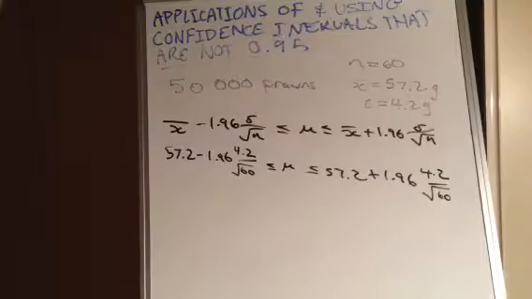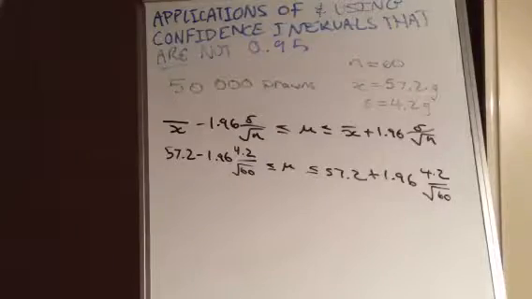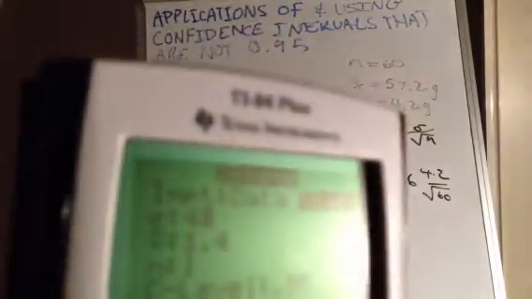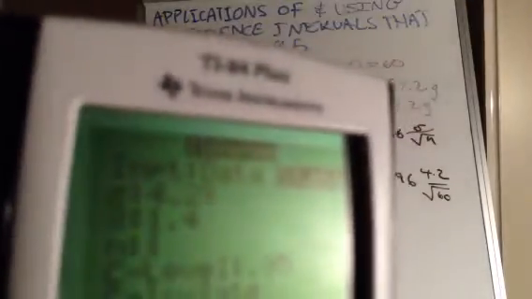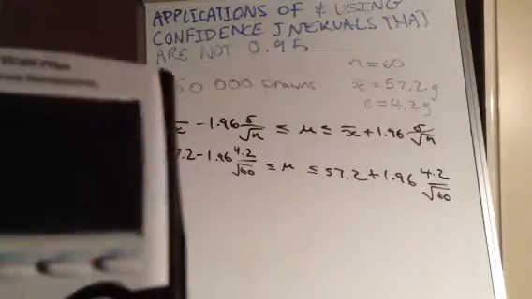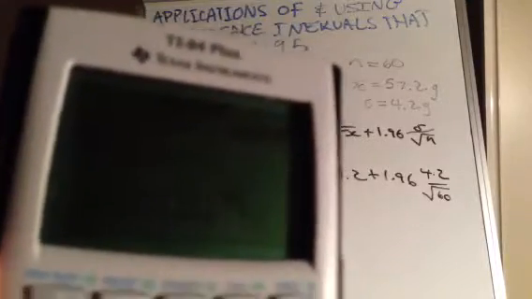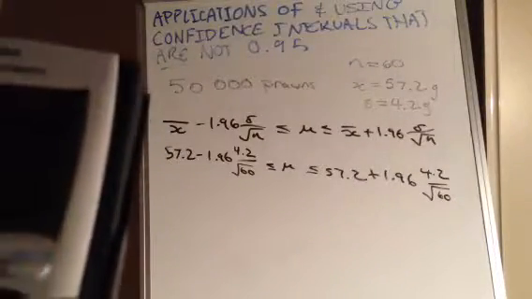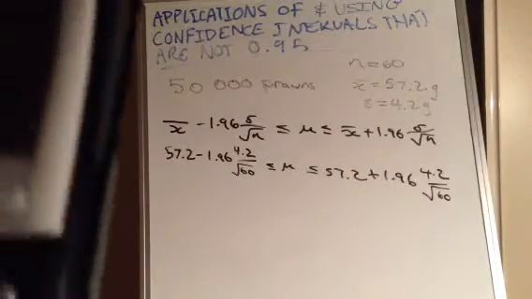Now you should have the input screen, and as you can see there, it's data or stats. Put it on stats. Then type in sigma, which we know is 4.2 grams, and x bar, which is 57.2, as we just put up there before. We know that the number of prawns in our sample is 60. So let's go ahead and calculate.